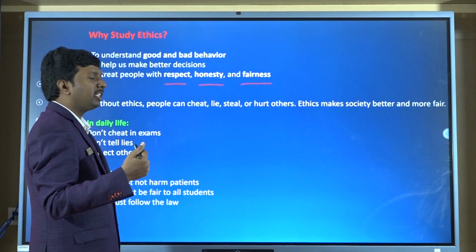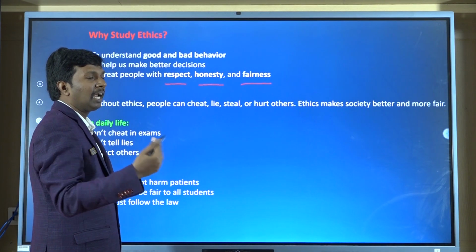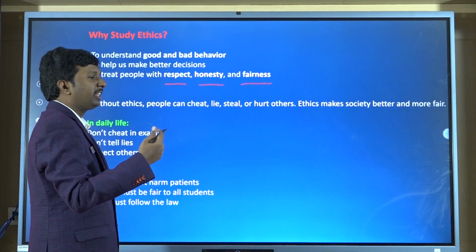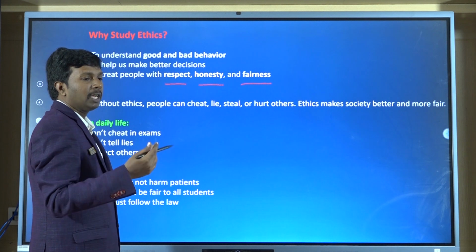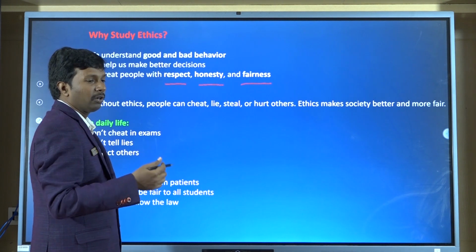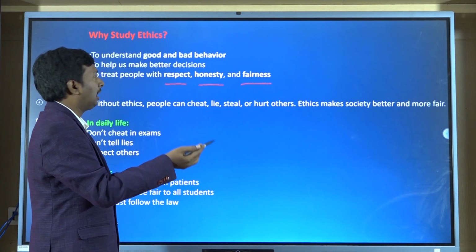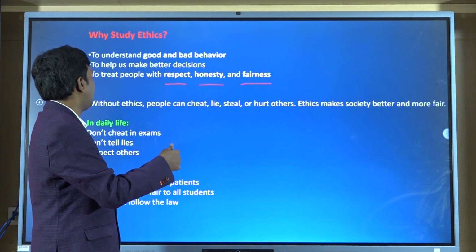If you have ethics, then I can't cheat, I can't lie, I can't steal, and I can't hurt other people. So ethics will help us to take better decisions. It helps us to treat other people with honesty, respect and fairness.